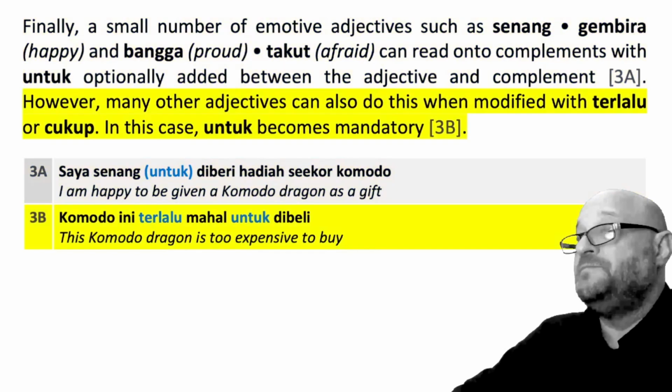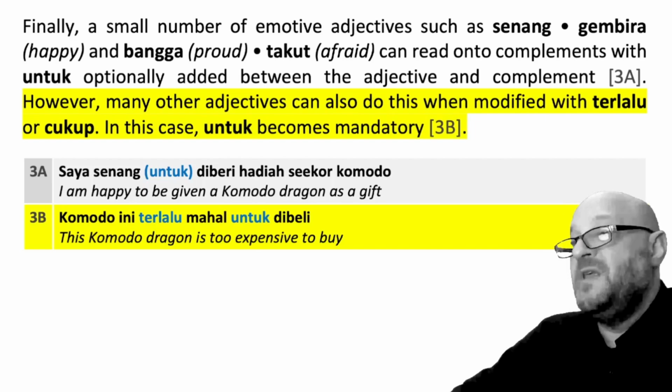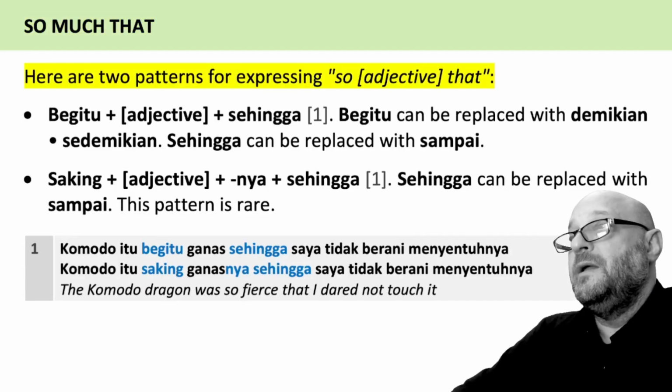However, many other adjectives can also do this when modified with terlalu or cukup. In this case, untuk becomes mandatory, presumably for clarity. Example 3b, Komodo ini terlalu mahal untuk dibeli. This Komodo dragon is too expensive to buy. So much that. Here are two patterns for expressing so adjective that.